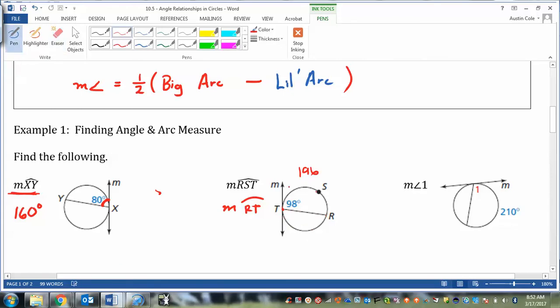Another way to do that: would you agree that these two are a linear pair? So we could take 180 minus 98 to get this angle, and then double that. Okay, so it's important to understand what they are asking. What angle are they asking us, and which angle are we given? Just don't assume that the one they give is the one we're going to be using. Okay, this next one, here I've got angle 1. Our intercepted arc is 210, so angle 1 has to be half of that, which is going to be 105.